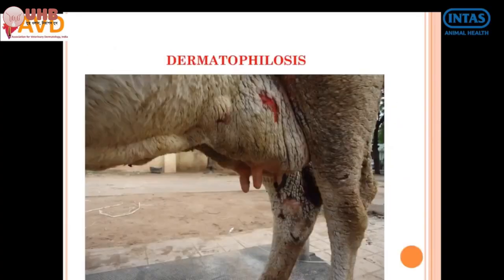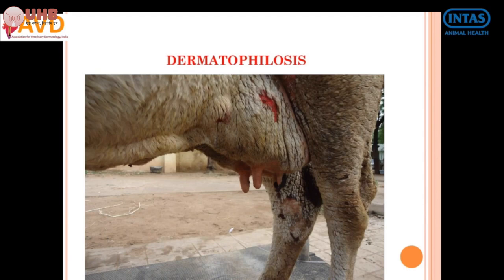Which we come across in the field condition is dermatophilosis, and you could have appreciated this type of lesions in practice. The farmer will be telling that the animal is having lesions in the fetlock region. First, the lesions will start from the fetlock region, either in the forelimb or the hind limb, and it will start like fissures, and it will ascend up to the hock joint, and then it will ascend upwards.